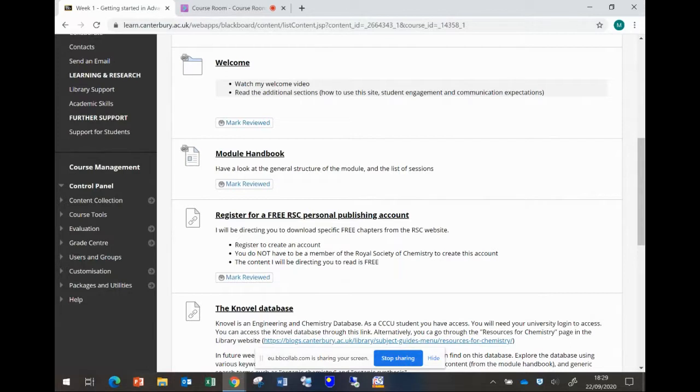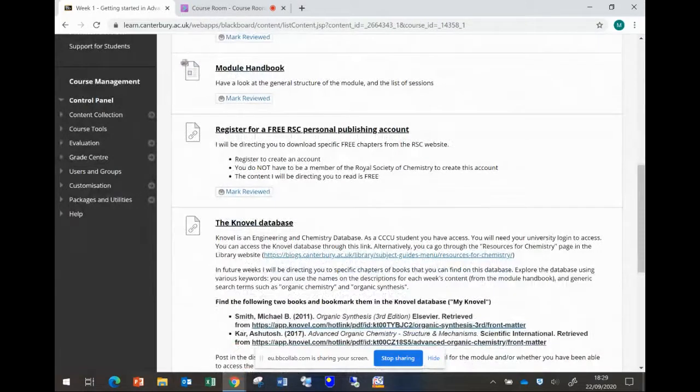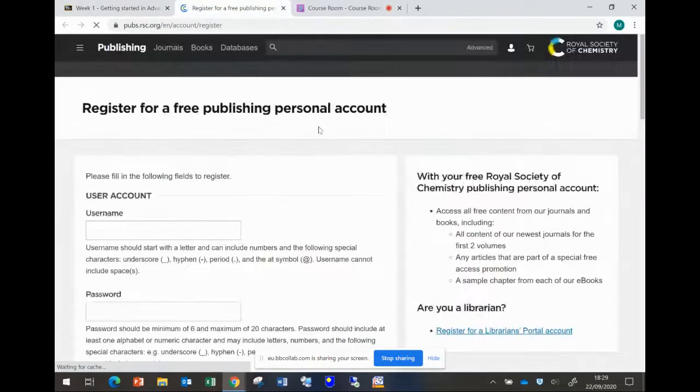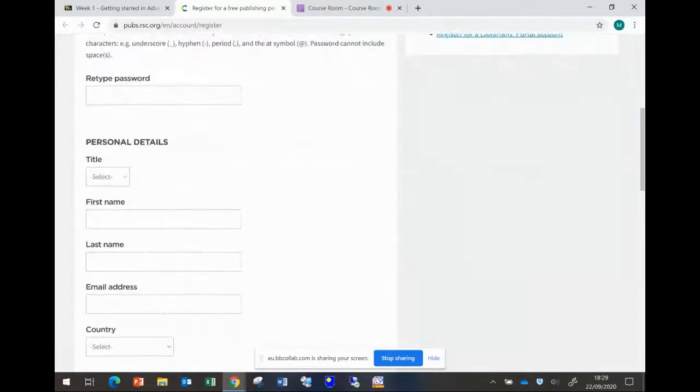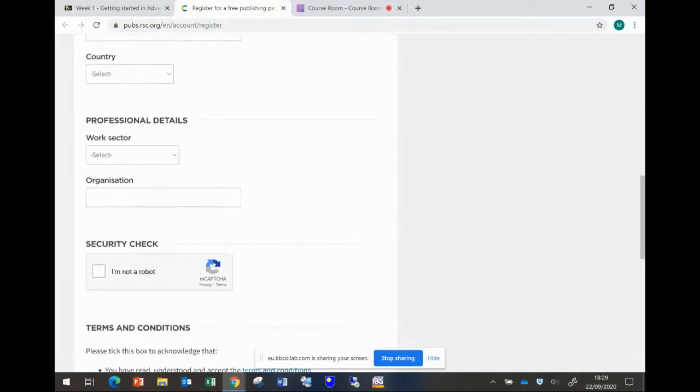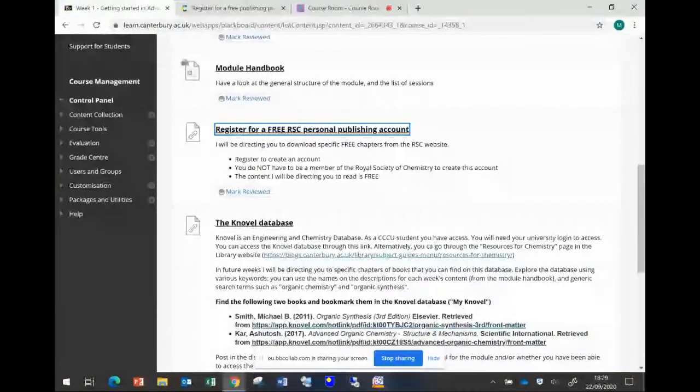I would really need you to register for a free personal publishing account with the Royal Society of Chemistry. You don't have to be a member of the Royal Society of Chemistry. You just have to sign up to their website, to one of these personal publishing accounts, and it will give you access to username, password, and your personal details. And it will give you access to quite a few resources from the Royal Society of Chemistry that are freely available as long as you register.